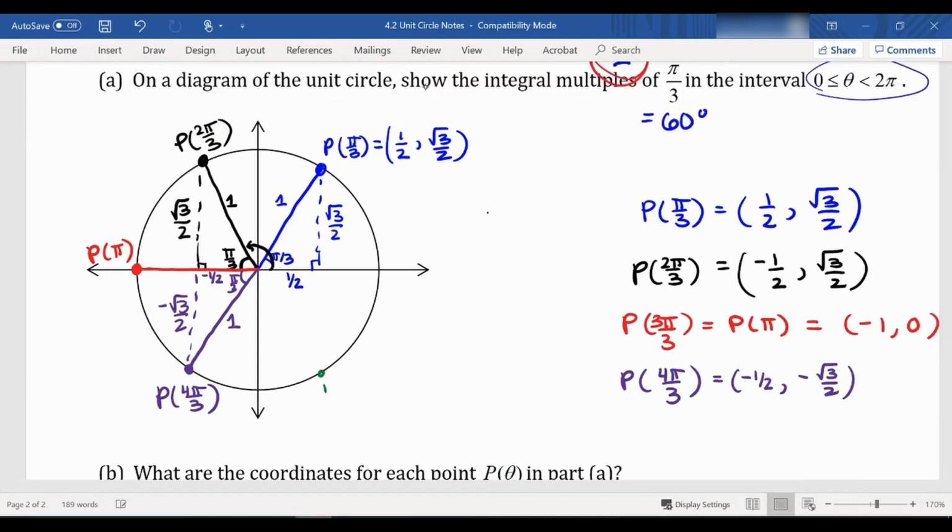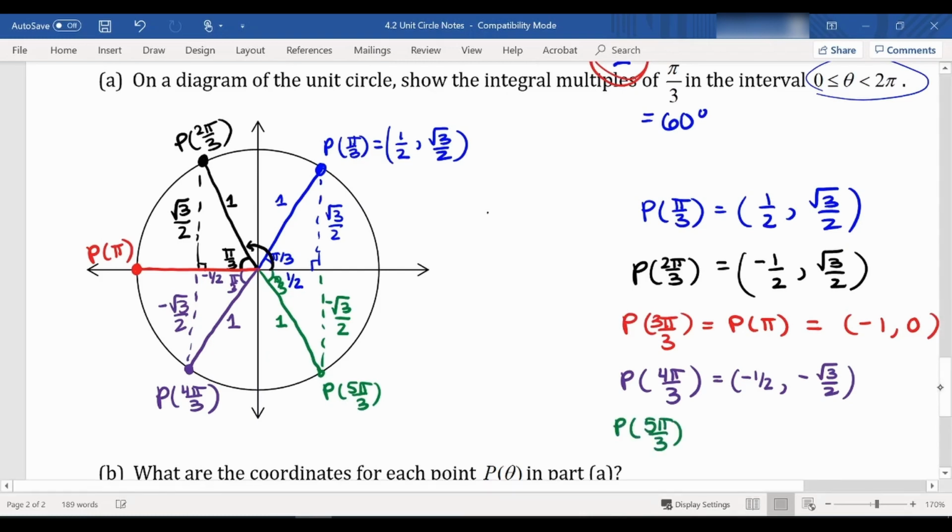Now next I would have P of 5 pi over 3, which means I'm going to be traveling into my fourth quadrant. Again, my reference angle should be pi over 3. Across from the pi over 3 should be my root 3. In this case, it's root 3 over 2 since I'm dealing with my unit circle. And my y should be negative because all my y's in this quadrant are negative. My x is positive 1 over 2 because my x's in this quadrant are positive.